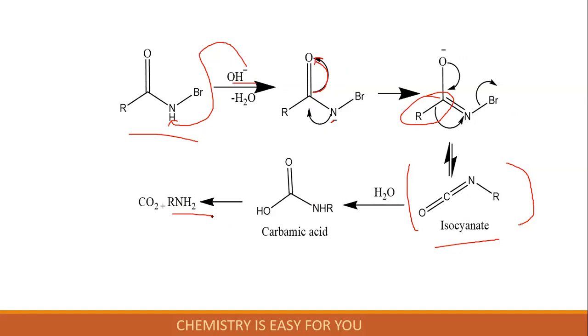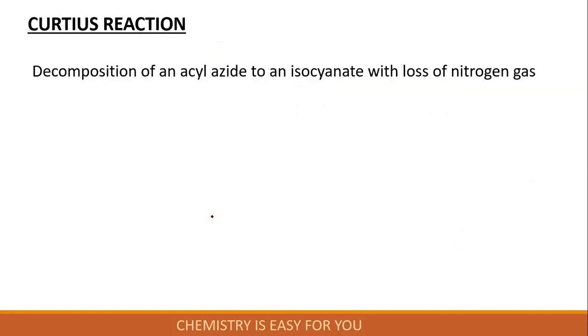Hope it is clear to you. Now we will directly jump on to the next reaction. So again, the main thing that you have to remember is a primary amide forming a primary amine in presence of Br2 and KOH. Next reaction is Curtius reaction.